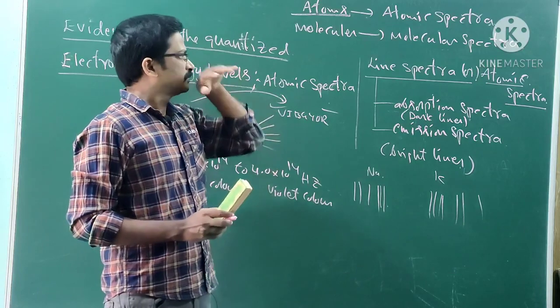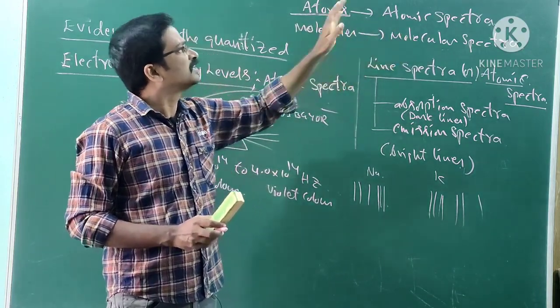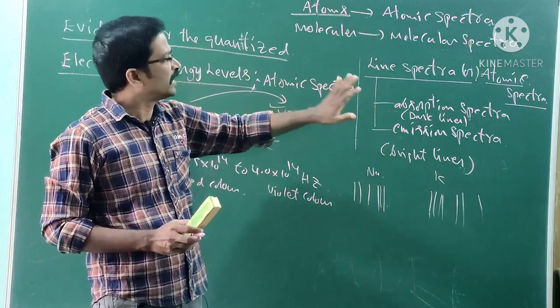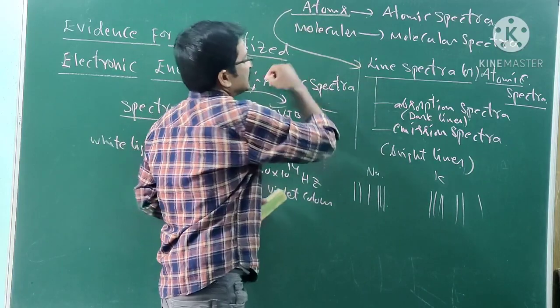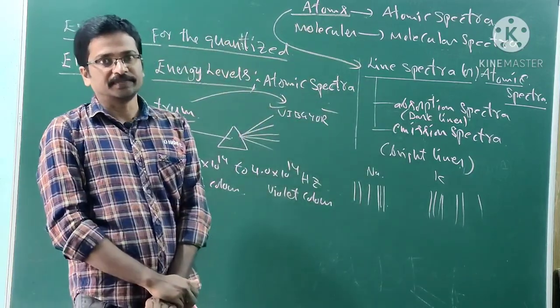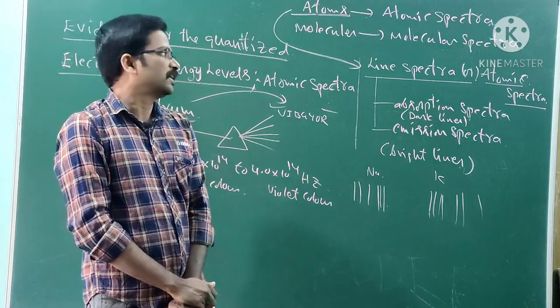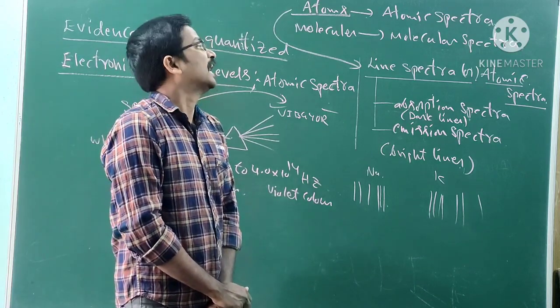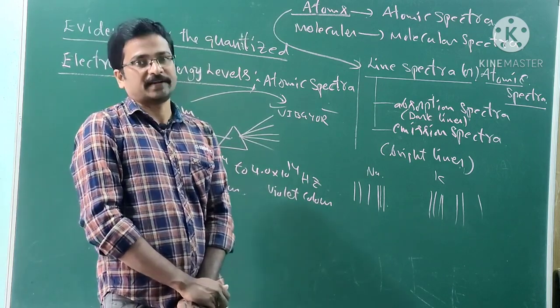Next. Atoms give the atomic spectra. That atomic spectra is known as line spectra. This is also known as line spectra.